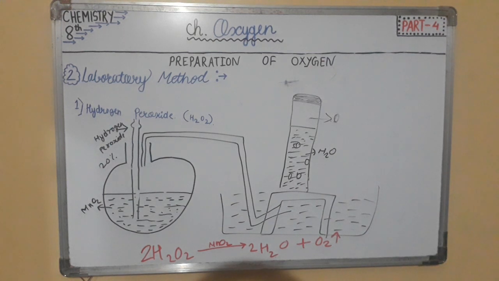There is a precaution. Decomposition of H2O2 results in brisk effervescence due to oxygen evolved. By regulating the flow of hydrogen peroxide using the tap attached to the thistle funnel, the flow of oxygen may be controlled.